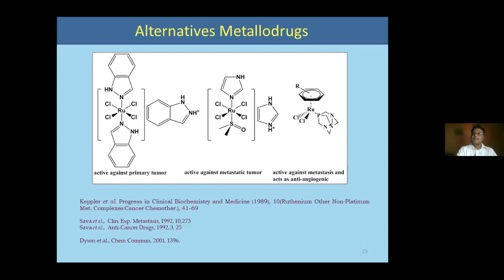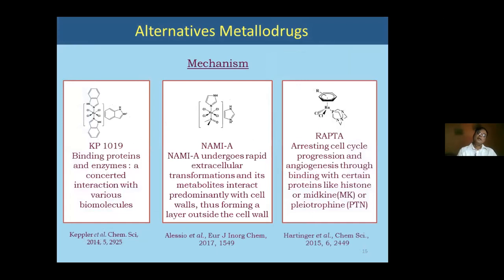So if you can cut down the connection between the bloodstream and the cell, it is possible to control the growth of this metastasis, or the spreading of the cancer inside the body. So any chemotherapeutic agent which is anti-angiogenic in nature can stop the growth of the metastasis inside the body. Now, there are extensive studies to find out the mechanism of these ruthenium complexes.